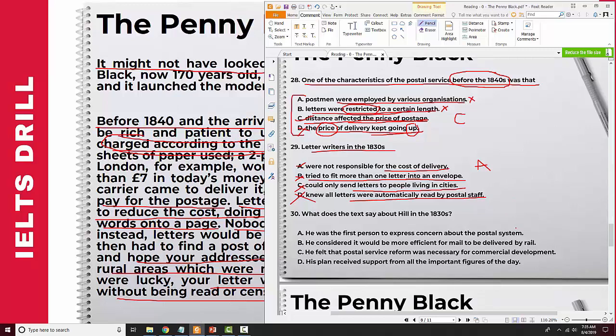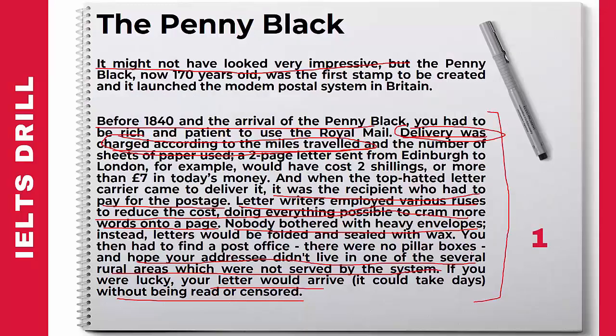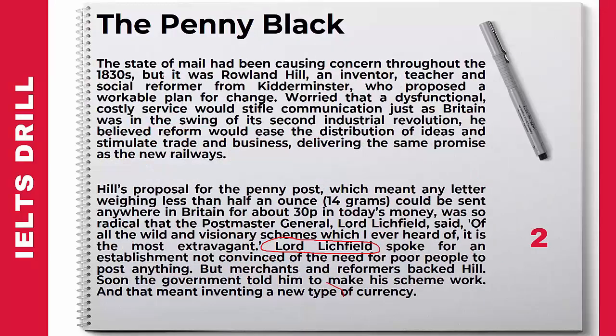Okay, so let's move on. What does the text say about Hill in 1830s? He was the first person to express the concern about postal system. First of all, where does it talk about Hill? It talks about Hill somewhere in this part, right? This is more about Hill. This is more about the proposal. So what does it say? Roland Hill, an inventor, teacher, and social reformer from Kidderminster, who proposed a workable plan.